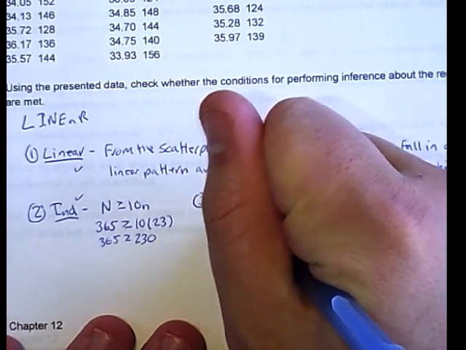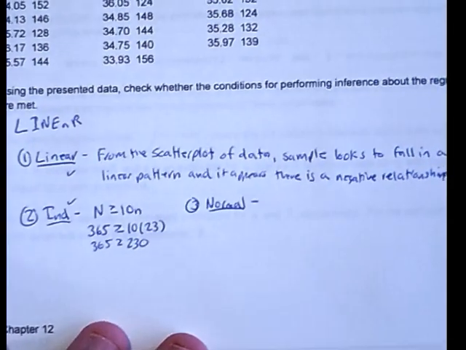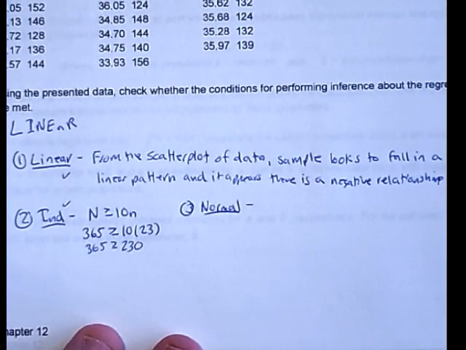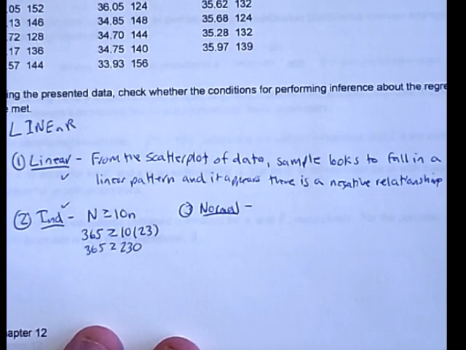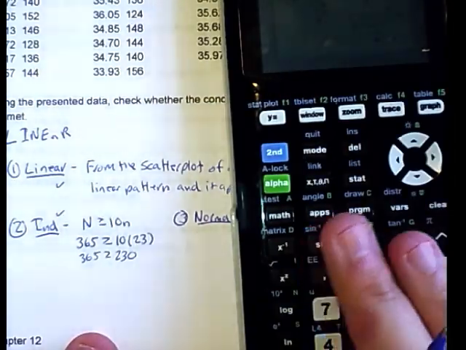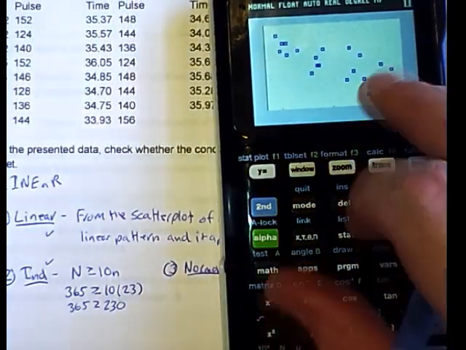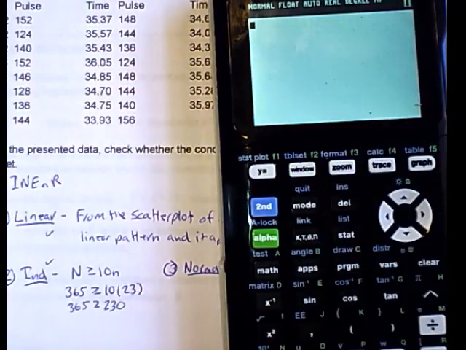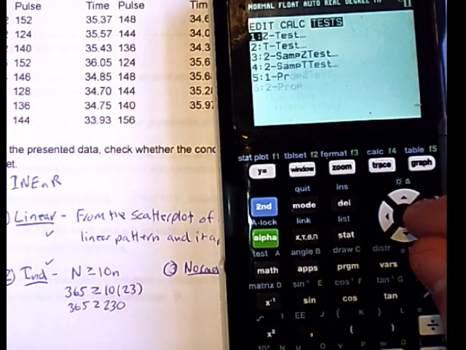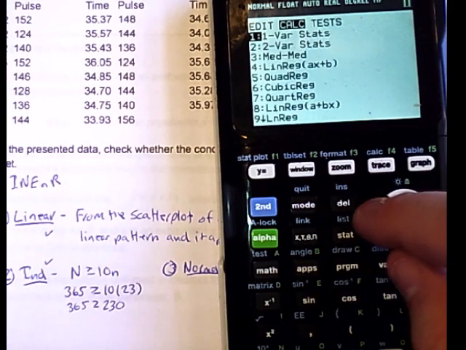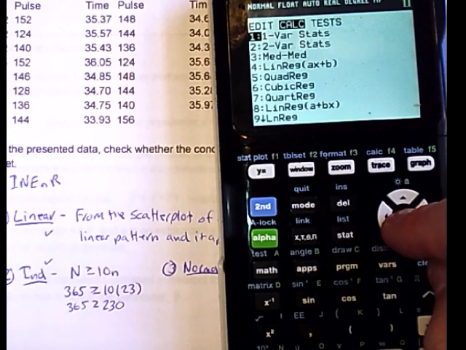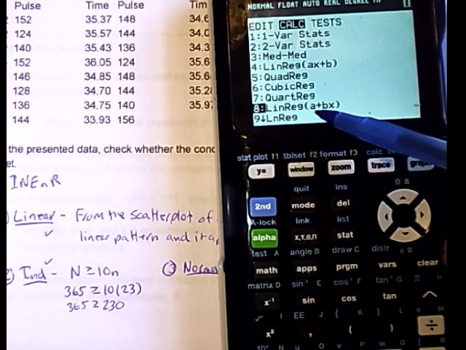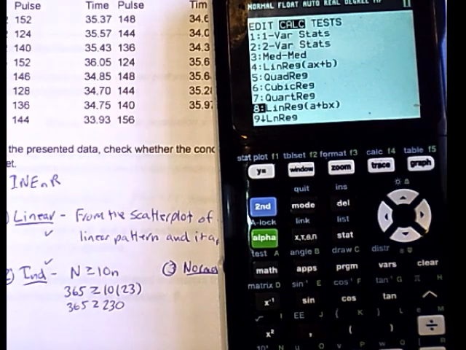We have to check for normal. And what that means is I actually have to check the residuals. Okay, so the only way I can check residuals after I make my scatter plot is I actually have to calculate the regression line. So what I'm going to do is go to stat, over to calculate, and I always choose option 8, the linear regression a plus bx, where a is like the y-intercept and b is like the slope.